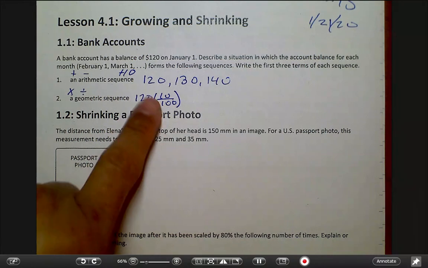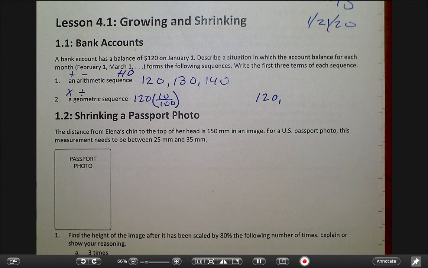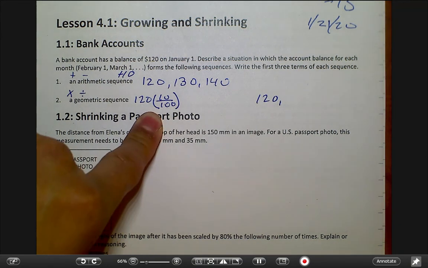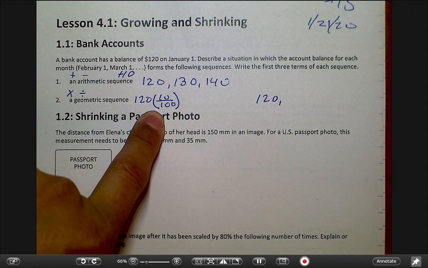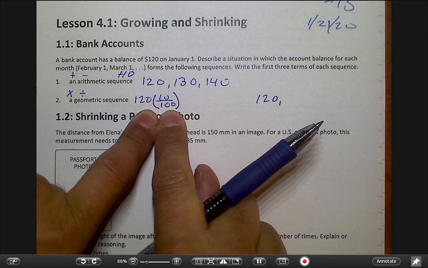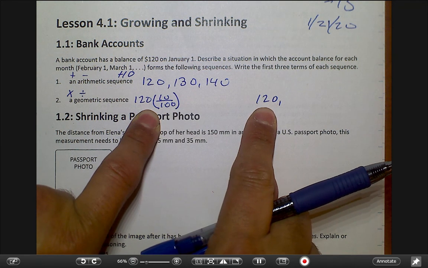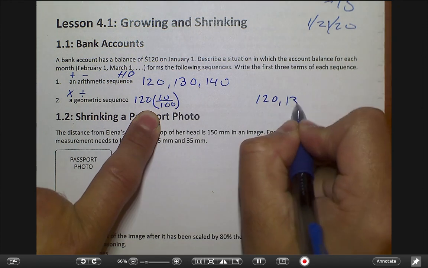Yes? Okay, so my first term is 120. My second one's going to be, I take my previous answer and add 10%. So I multiply this out, and I get 12. So is my new balance 12? What did I do? We already multiplied, didn't we? What number did you get from here? 12. What do I do with that 12? I add it to the previous one. So that's going to give me 132.